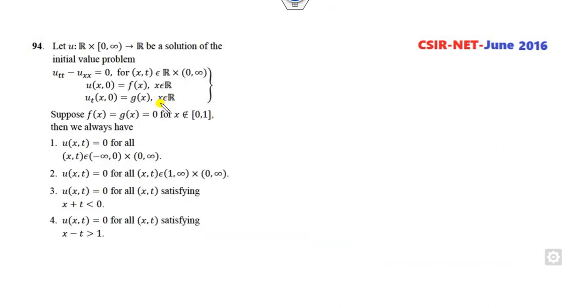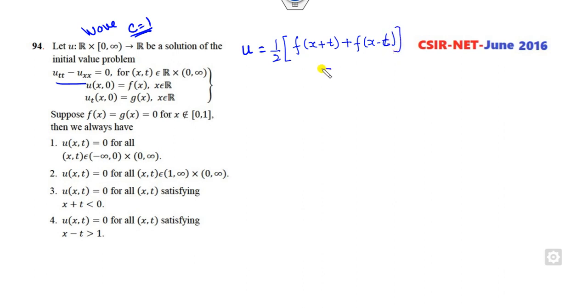Okay, look at this one. In this case you can see none of the numerical information is given to you. It means there is no need to solve the problem, you just write the conceptual. This is the wave equation, so c is equal to 1. So what is the solution of the wave equation? That is half of f(x plus ct) plus f(x minus ct), plus 1 over 2c times the integral from x minus ct to x plus ct of g.